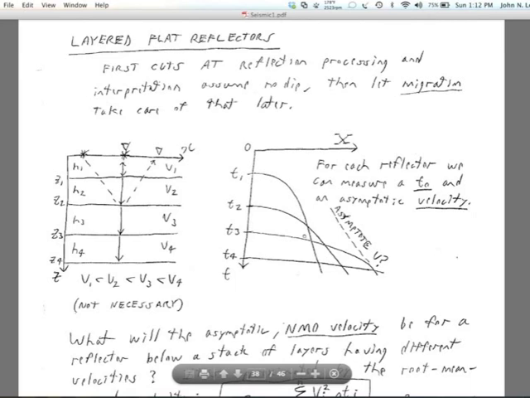So the first reflector will have the steepest asymptotic tail, the steepest hyperbola, because it's asymptotic to, in this case, the lowest velocity, right? Remember, V1 is less than V2 and so forth. Velocity is increasing with depth. And then reflector 2 has a minimum time, T0, that we're going to call T2. Reflector 3 has a minimum time T3. Reflector 4 has a minimum time T4.